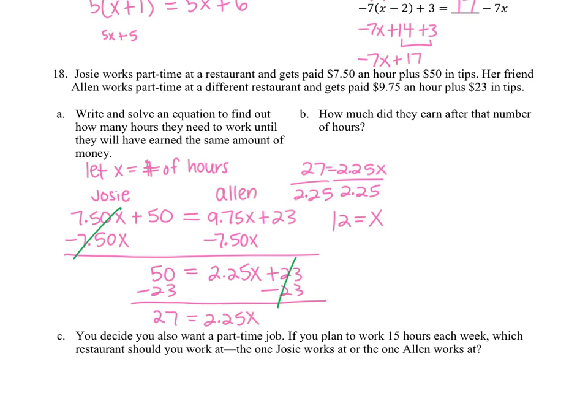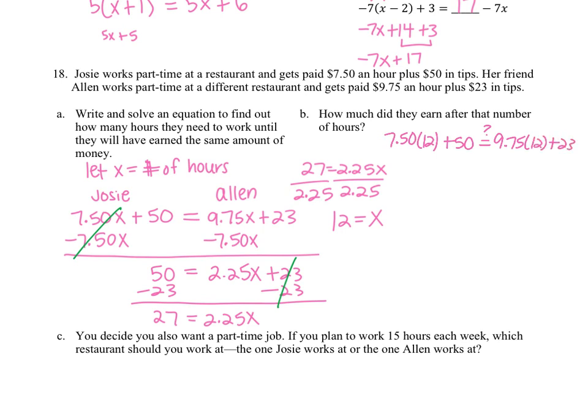Now, how much money is that? So if we check our answer, that actually will tell us how much money, or if we just run it through either of theirs, it'll tell us how much money. So let's just run it through both to make sure that we're right as well. So is $7.50 an hour times 12 hours plus $50 the same as $9.75 for 12 hours plus 23?